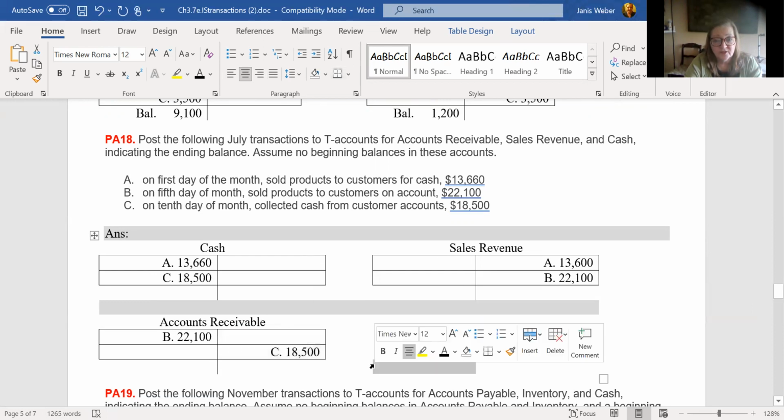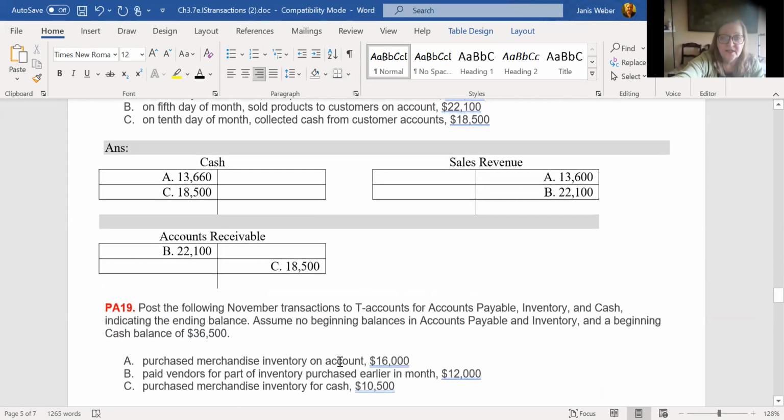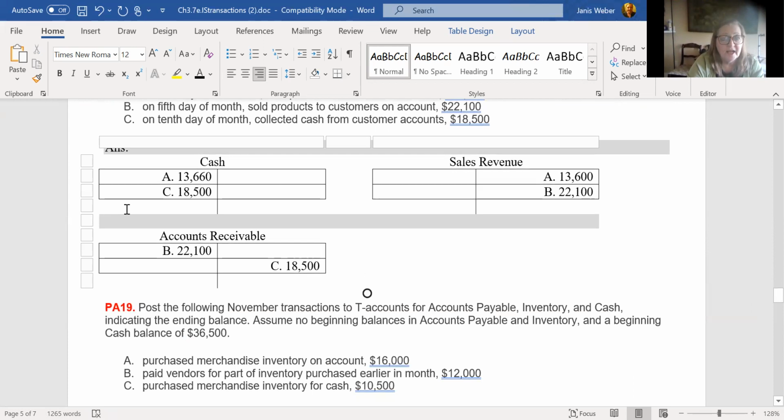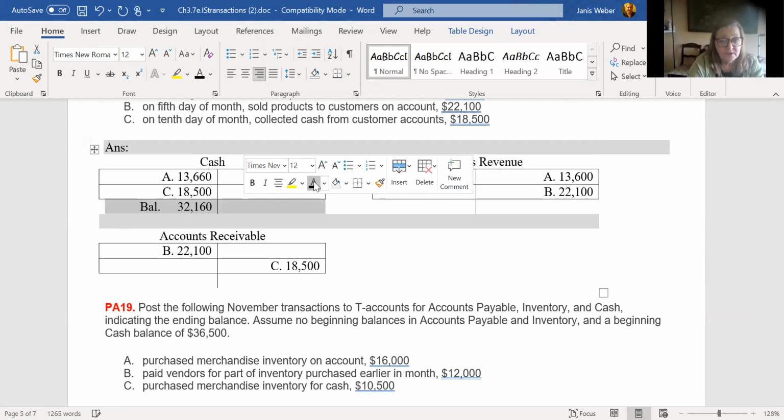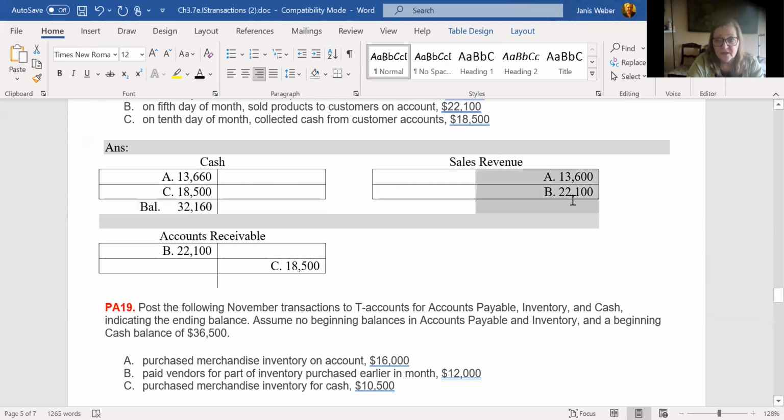So that's all the transactions that happened. So we can tally up and see what is the ending balance of these accounts. Cash has 2 debits. So our ending balance is just going to be a bigger debit, add them together, and that's the big ending debit balance. Sales revenue has just 2 entries, but they're credit balances. So we're just still going to combine them and make a bigger credit. So the credit total is $35,760, the total of the 2.